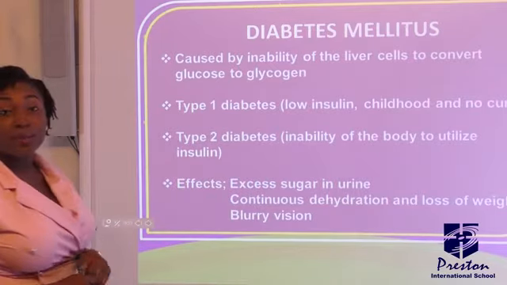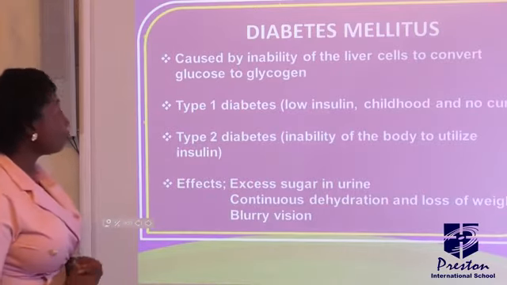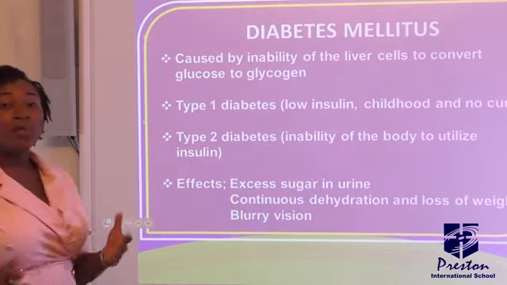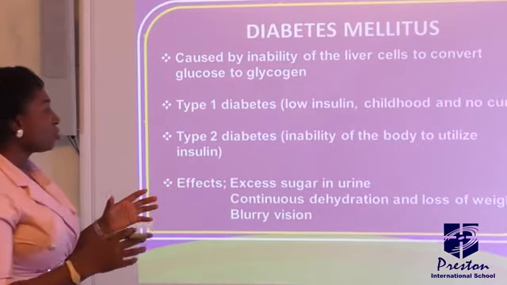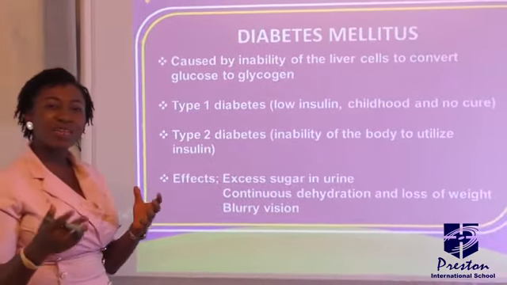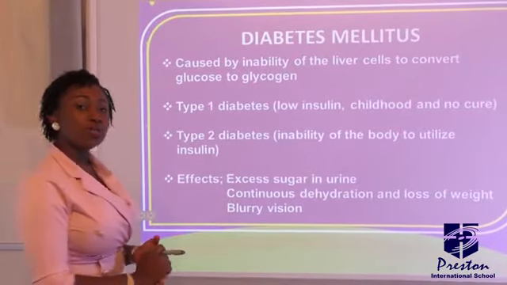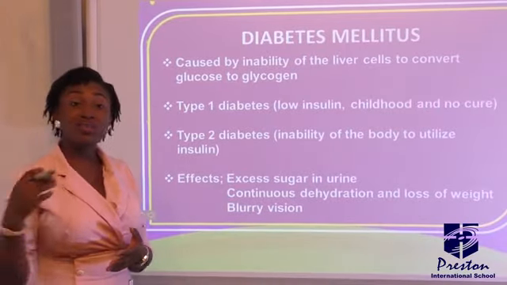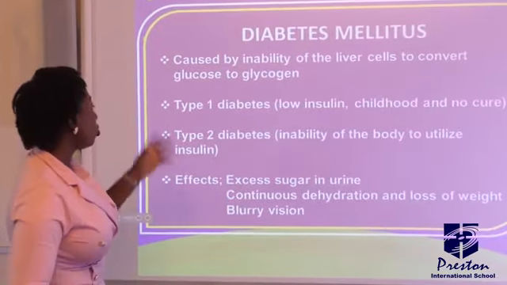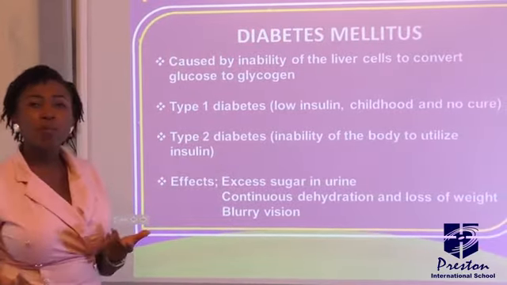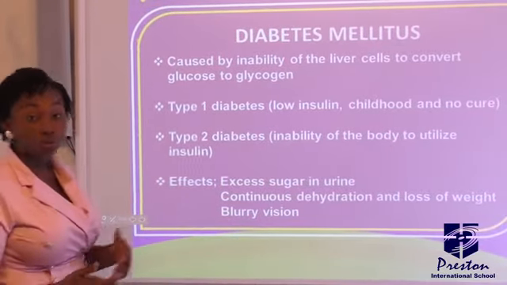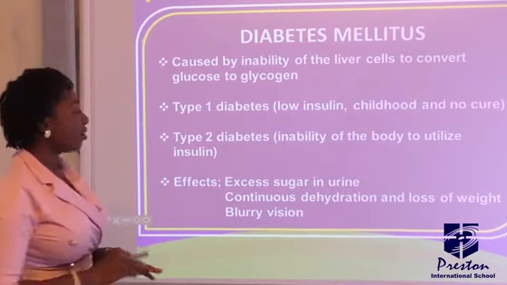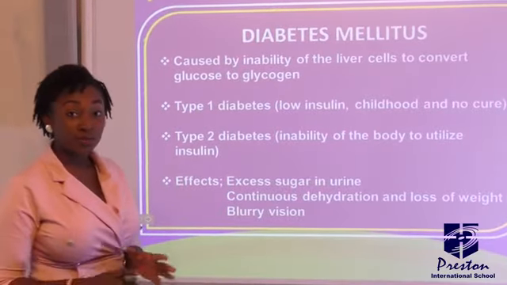We have type 1 diabetes and we have type 2 diabetes. Now, type 1 diabetes is just as a result of low insulin level in the body. When you have low insulin level in the body, your body is not able to synthesize enough insulin, then you say you have type 1 diabetes. It's always common amongst children. That's childhood age, and there is absolutely no cure for this for now.